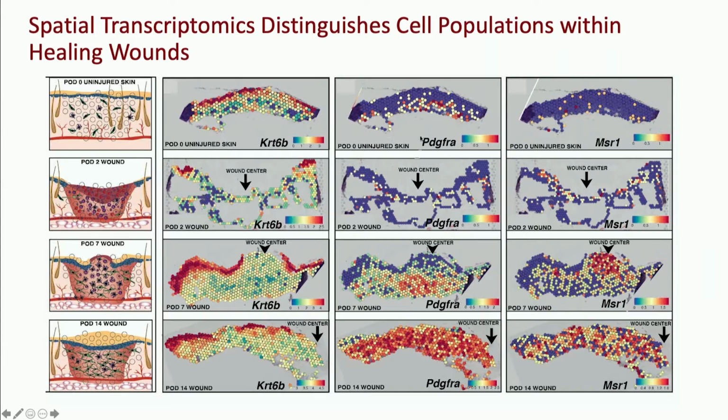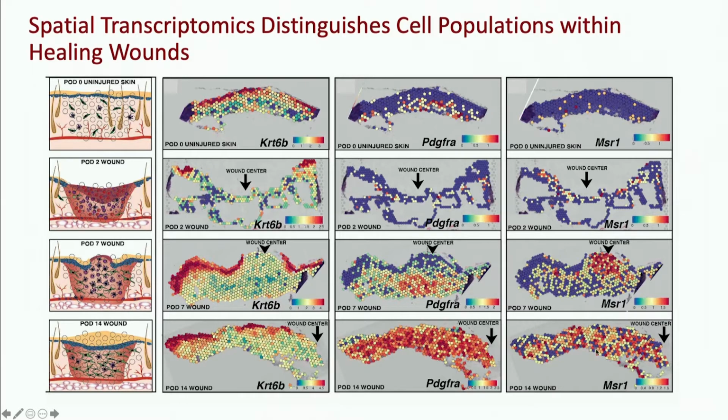PDGFRA is a good marker for fibroblasts. We can see that they are largely dormant at unwounded and post-op day 0. And then at post-op day 7, they migrate toward the wound center and are most active at day 14. Finally, you can look at MSR1, a macrophage marker, again dormant at unwounded and day 2. And then at day 7, we see this proud flesh area near the wound center where we have a bit of inflammatory milieu.